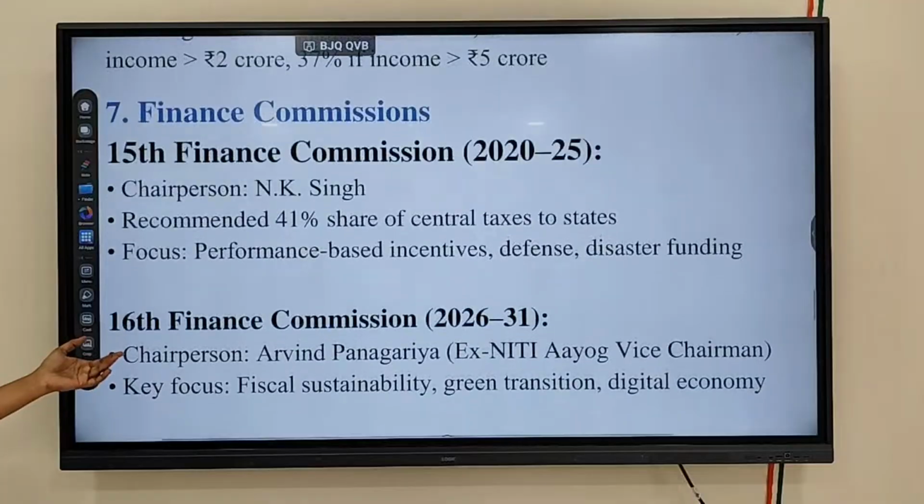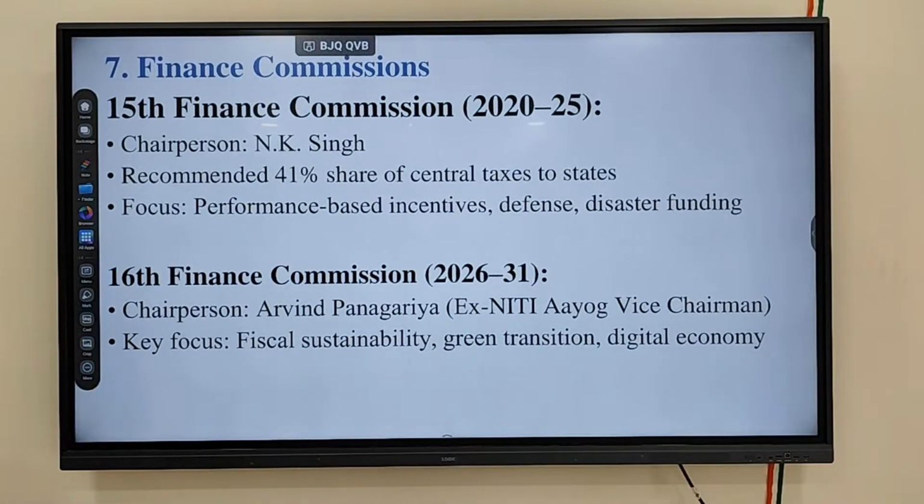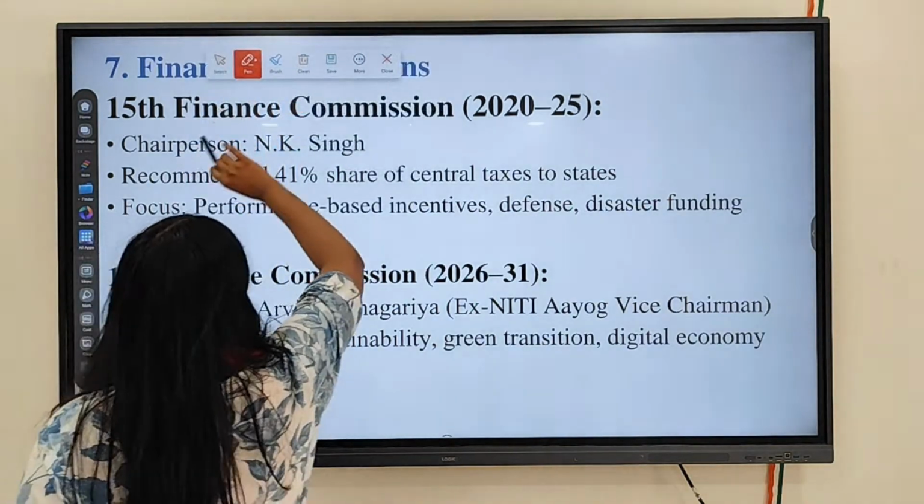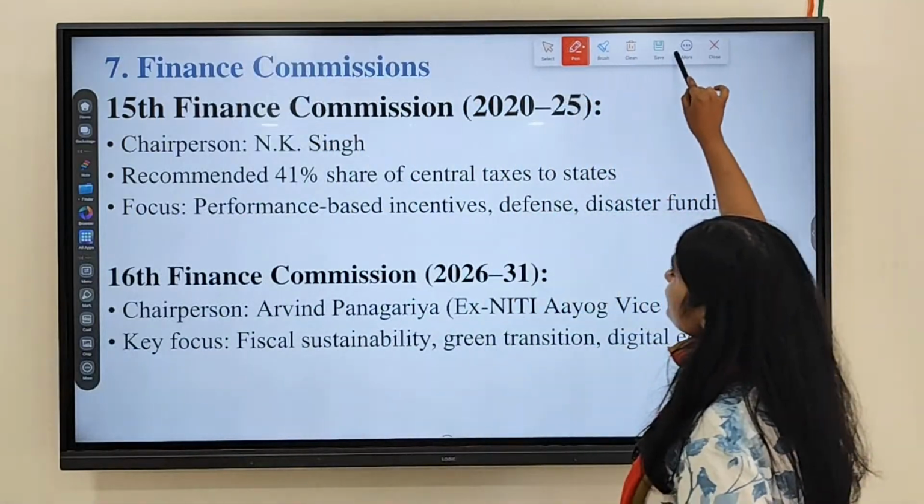Next comes the Finance Commission. The 15th Finance Commission chairman was N.K. Singh. From 2020 to 2025, whatever funds were allotted will be allocated to the states. Let me explain in detail regarding the Finance Commission. Just write down Finance Commission.